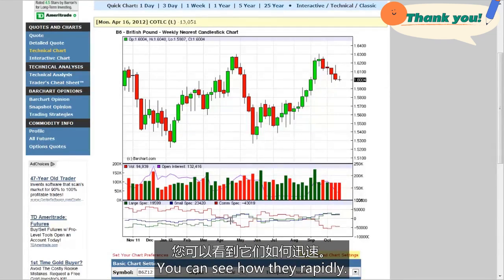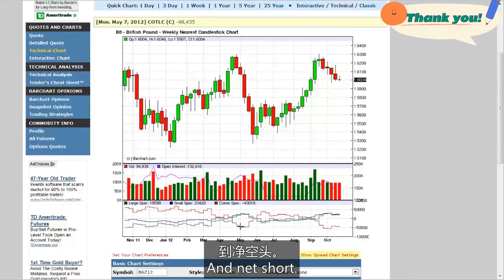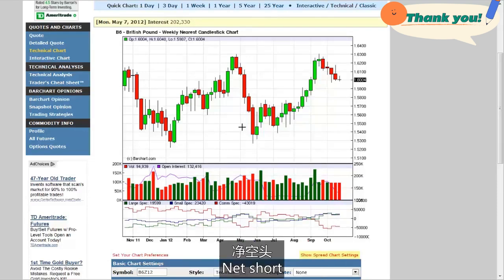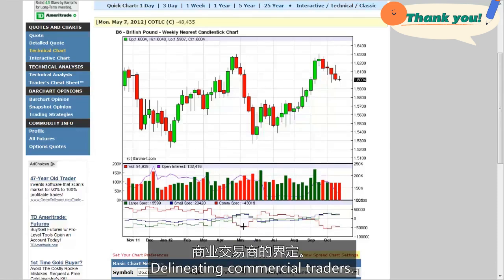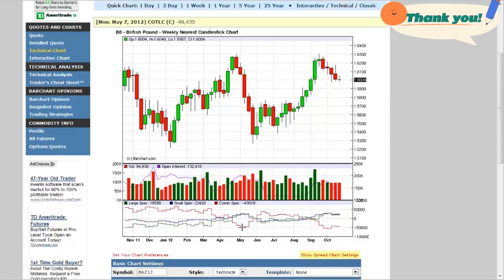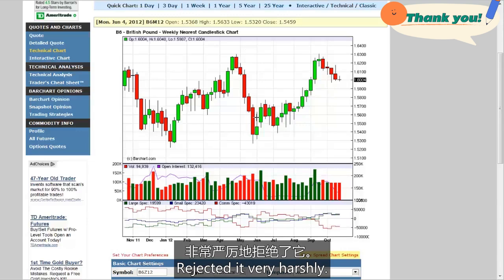Okay, you can see how they rapidly dropped down from net long to net short while the open interest was increasing. So that was a confirmation that we were seeing net short commercial short selling. Okay, so if we see both open interest increasing like this and the red line here delineating the commercial traders, they went from net long to net short going into May. So we saw this rally as a suspect false fake out type of move here, and we just ran out this old high and then obviously rejected it very harshly.